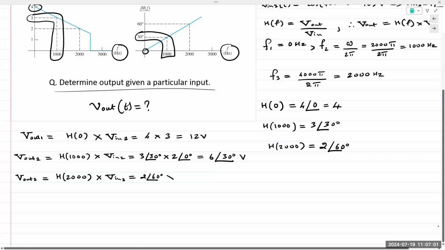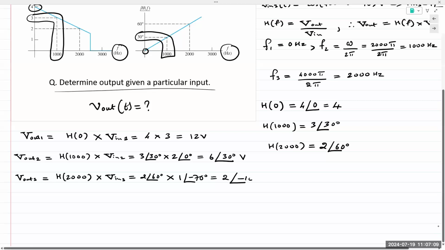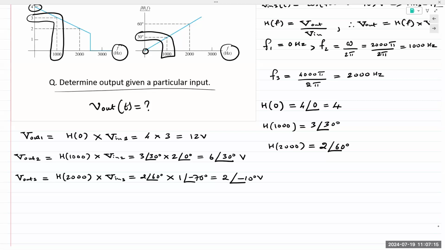2 angle 60 times 1 angle minus 70 is equal to 2 with an angle of minus 10. Still continuing on from the phasors, we use the exact same techniques. Magnitudes are multiplied, phase angles are added up.